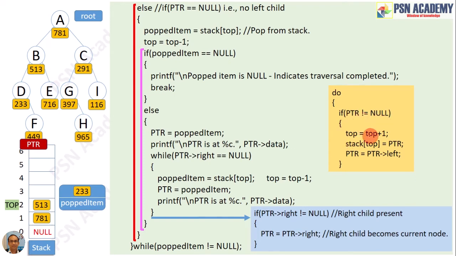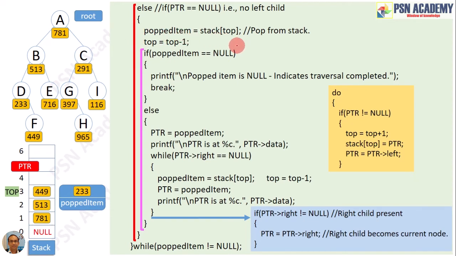If ptr not null, then increment top, store the ptr to stack top. So top will be incremented, 449 will be stored inside the stack, and set ptr to ptr left. So ptr again becomes null here. Now we check this while condition, popped item is not null, really it is. So we run this do while loop again, and you find that ptr is null. So this if block will not fire now, this else block will fire, this red else block.